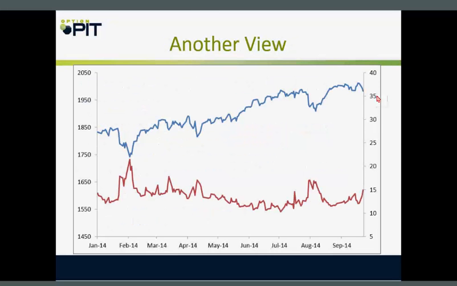Now, the red line is VIX. The blue line is the S&P 500. What do you notice?